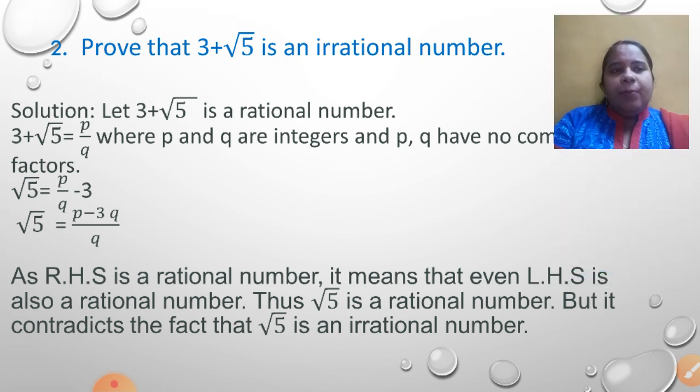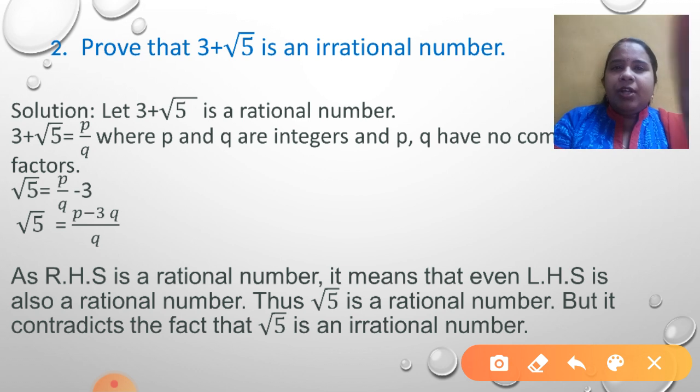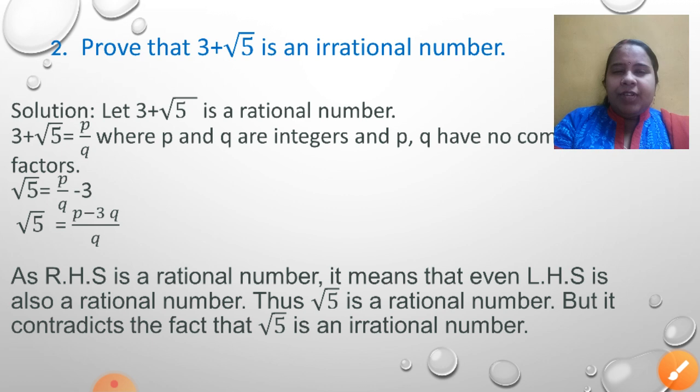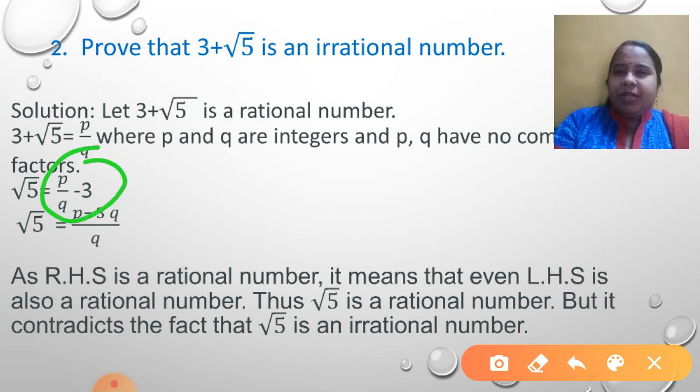The difference is here. In the previous sum it was multiplication, so I told you to bring that term and divide it. Now here it was a plus sign, 3 plus. So obviously when this plus is shifted to this side, it will get subtracted. So what will we get? We will get P upon Q minus 3. Root 5 will remain there, right?